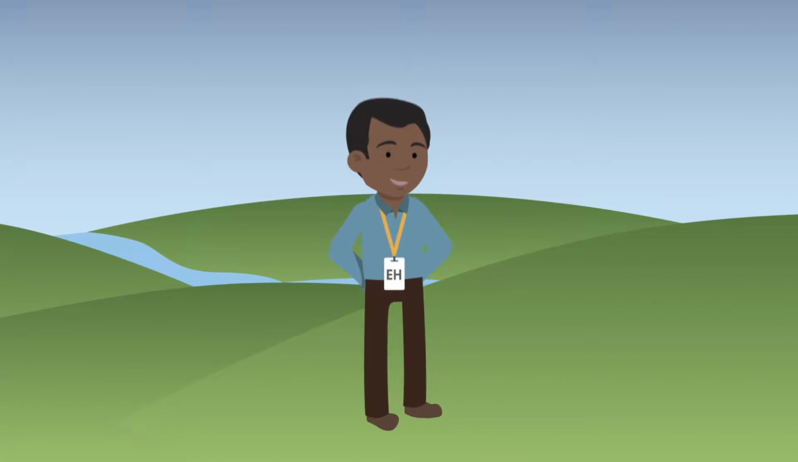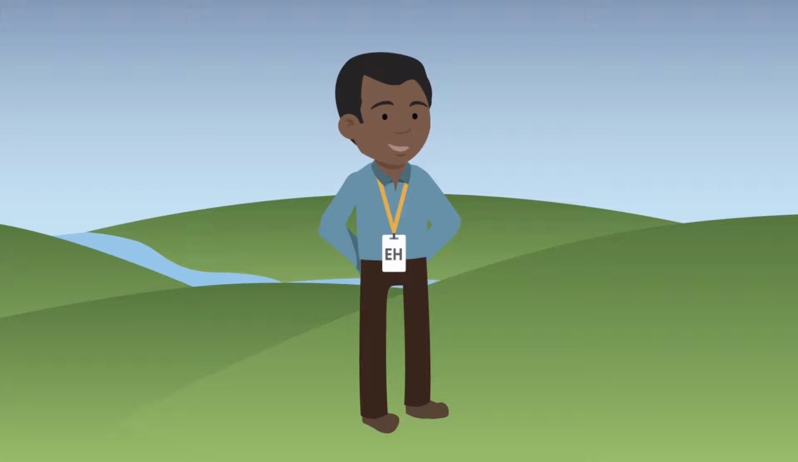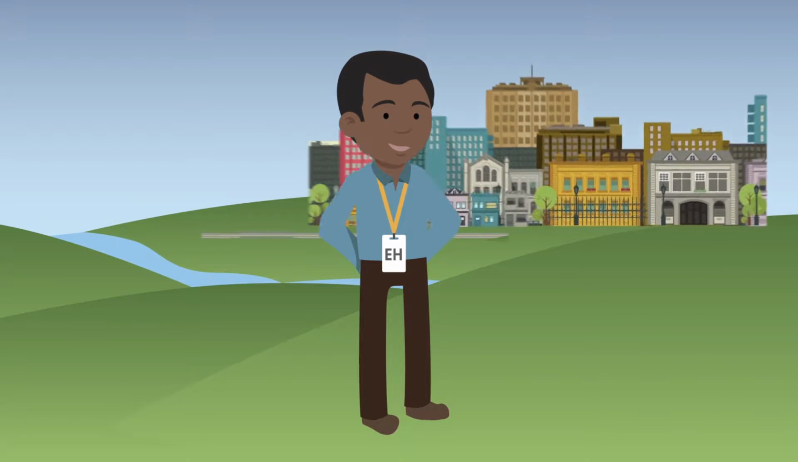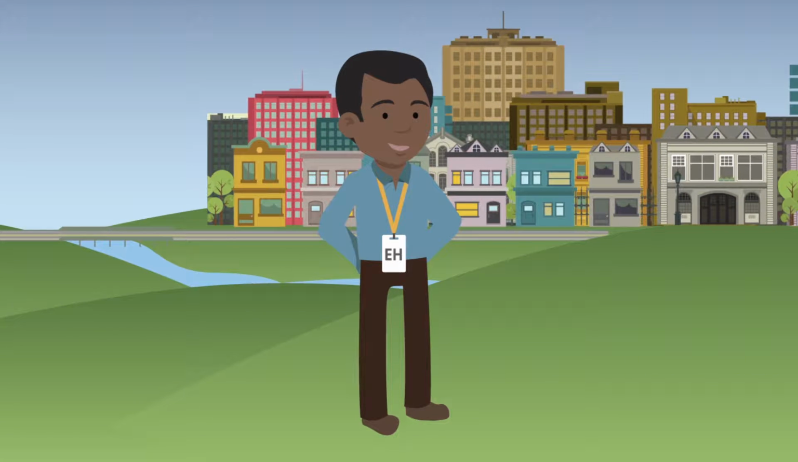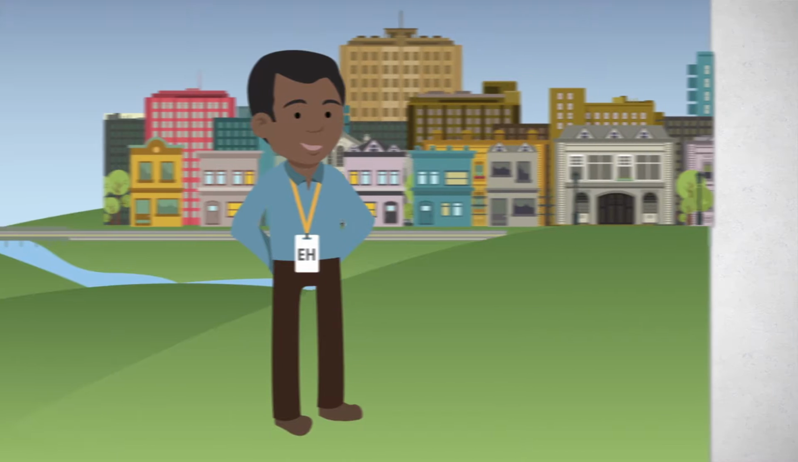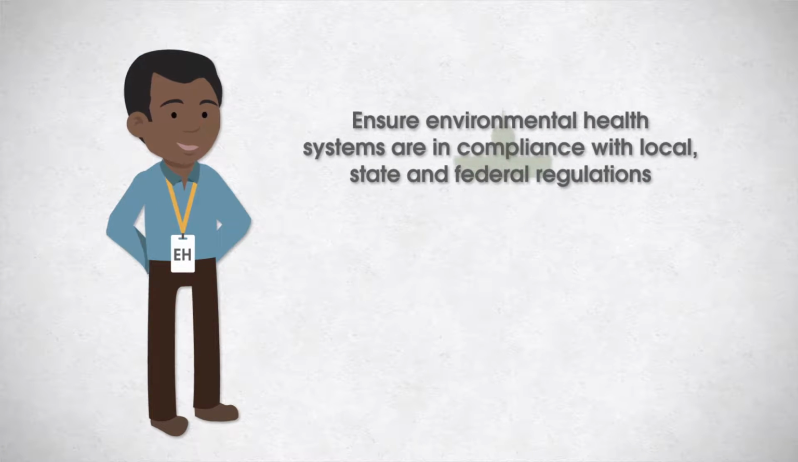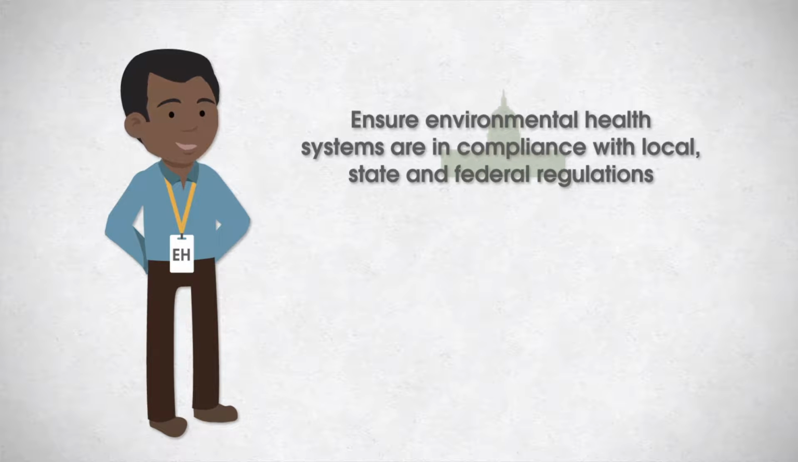The environmental health professional identifies and evaluates hazardous agents and exposures in natural environments, such as air, soil, and water, and in the built environment, including homes, buildings, streets, and infrastructure. An environmental health professional ensures environmental health systems are in compliance with local, state, and federal regulations.